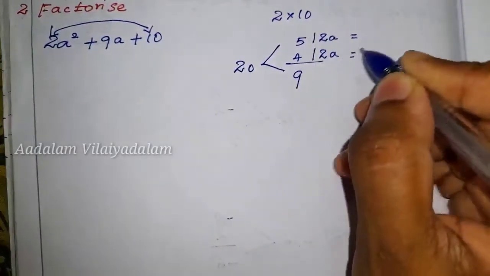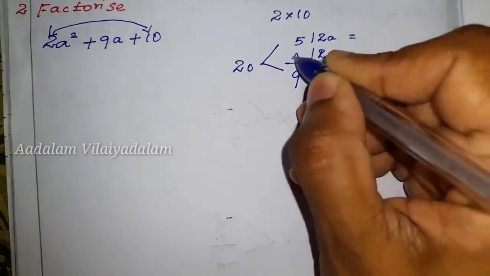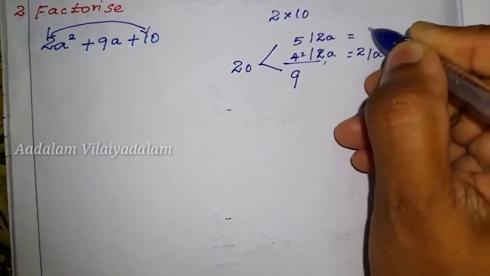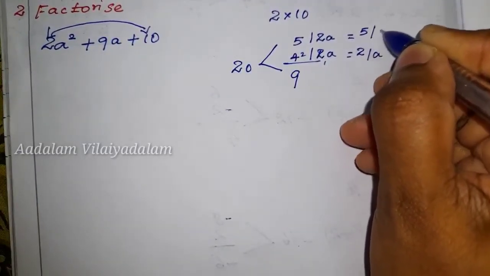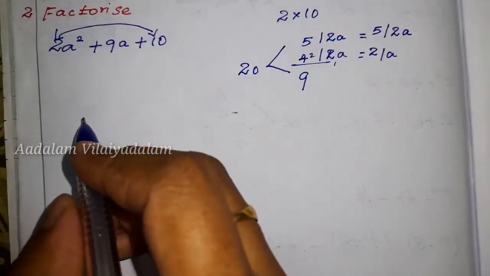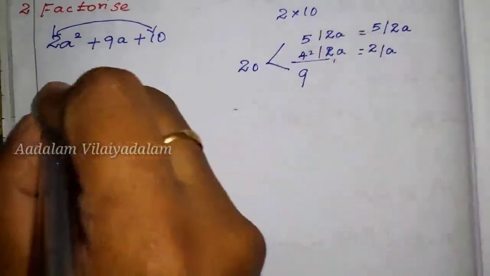So here cancellation is not possible. 2 table 1 times, 2 table 2 times. So the answer is 2 divided by a. This one, write as it is, 5 divided by 2a. See the factor. So the first factor is 2a plus 5.